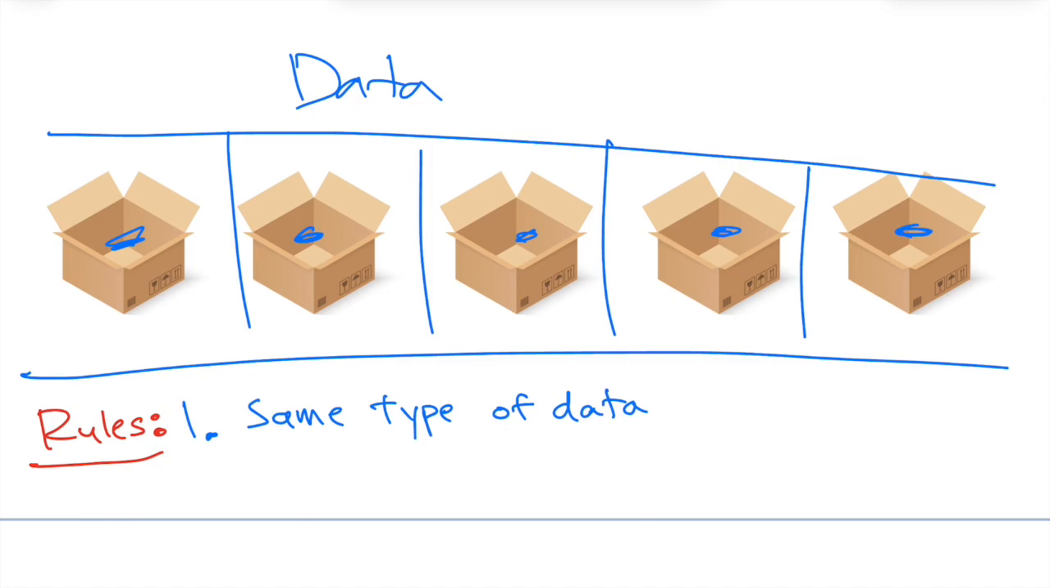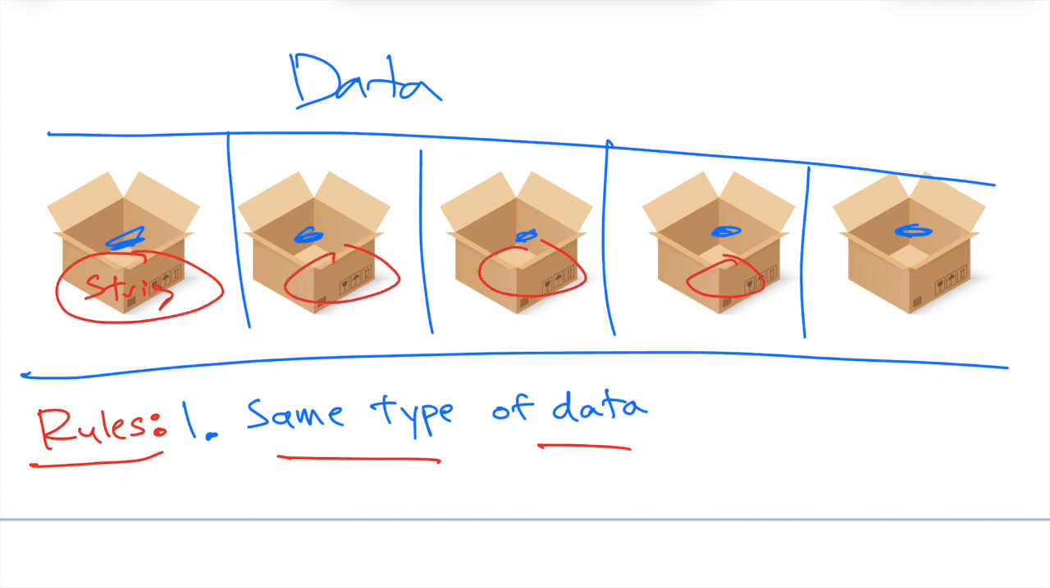The first rule is that the same type of data needs to be stored in the boxes when we declare the array, or when we first create it. Let's say we have these 5 boxes, and they are all for strings. That means if we declare an array of type string, each one of these boxes needs to have only a string in it. You can't put an integer or a decimal or some other object inside here. It has to be a string. Okay, so that's the first rule.